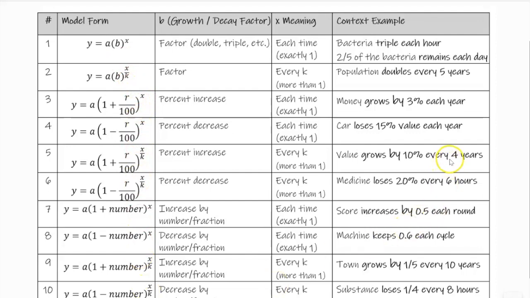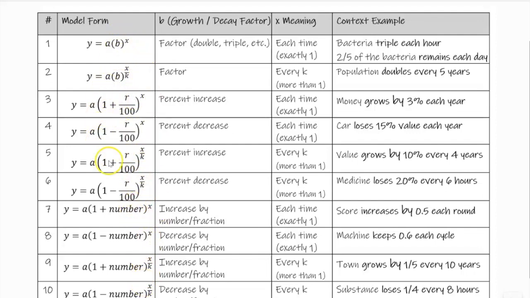So if I look over here, you can see it says every 4 years, I divide by 4. Every 6 hours, I divide by 6. Each year, it's each 1 year, I just have x. So that's all the x's and x divided by k explained. So let's look at the B's.